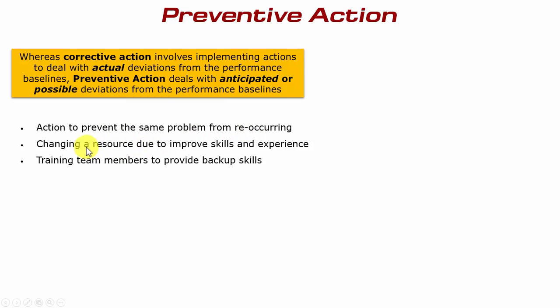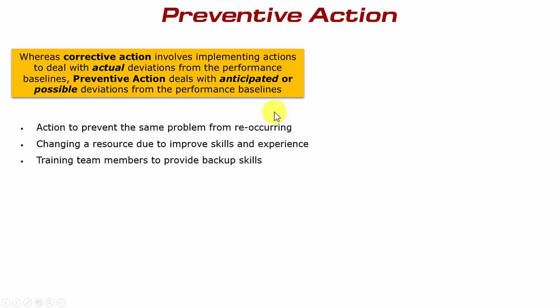It might be changing a resource in order to improve skills and experience. Let's suppose that the team are taking longer than originally estimated to create certain products or to carry out activities. Enhancing the skills would be one way to go. Another way, of course, might be training team members to improve their skill set, if you've got time, of course, or it may be training team members to provide backup skills because, for example, the project manager knows that in the next phase, those particular skills will be needed. So that's called taking preventative action. It's anticipating possible future deviations and dealing with them now.